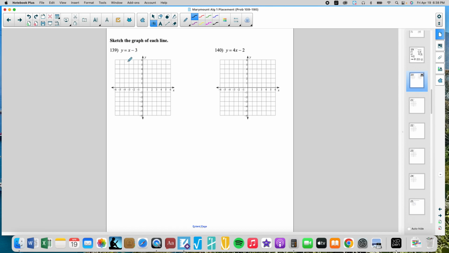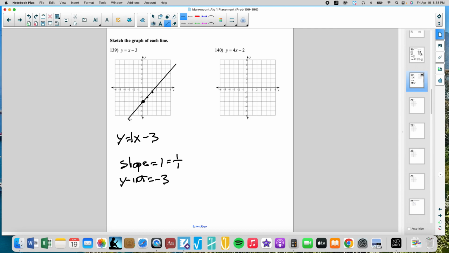Sketch the graph. So this is in slope-intercept form. So my slope is equal to 1, and my y-intercept is equal to negative 3. We always plot a point first, negative 3, and then we use the slope, which is 1. Let's make it into a fraction so we know we're rising 1, running 1, rising 1, running 1, and then we can connect the lines.